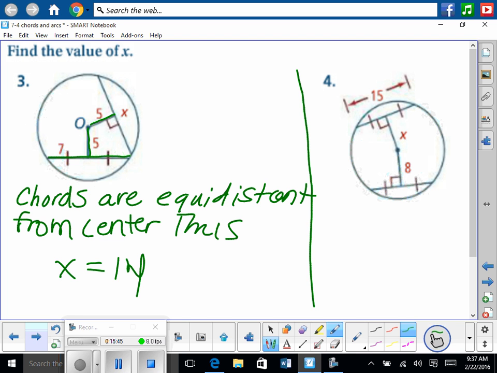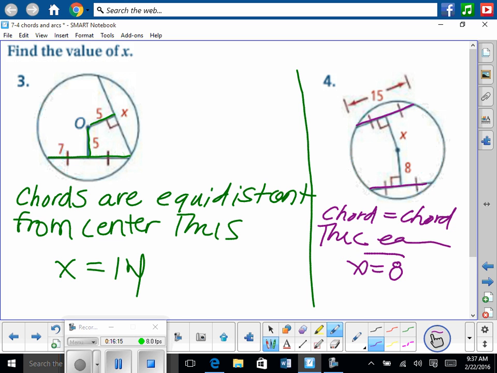Okay, so once again, last one, then I'll let you go. How can we prove this one correctly? What do we know? So you're saying that this chord is equal to that chord because of the lines. You're right. Thus, they're equidistant. So chord is equal to chord. Thus, equidistant. So, x must be equal to 8. Questions on that? Okay, go.